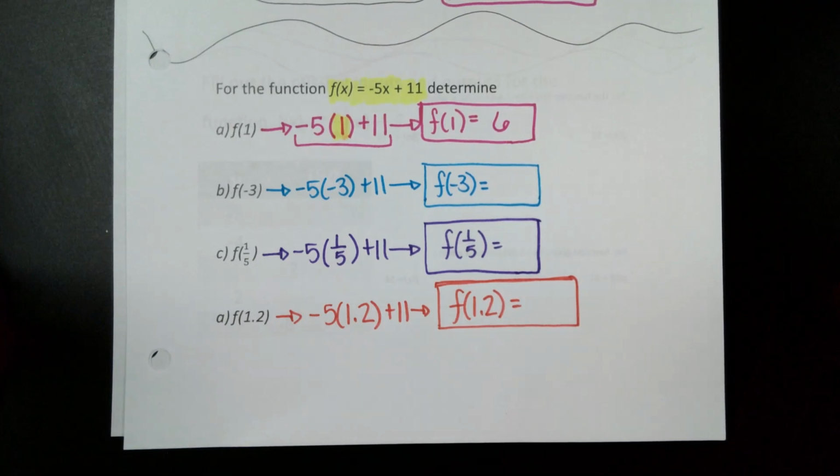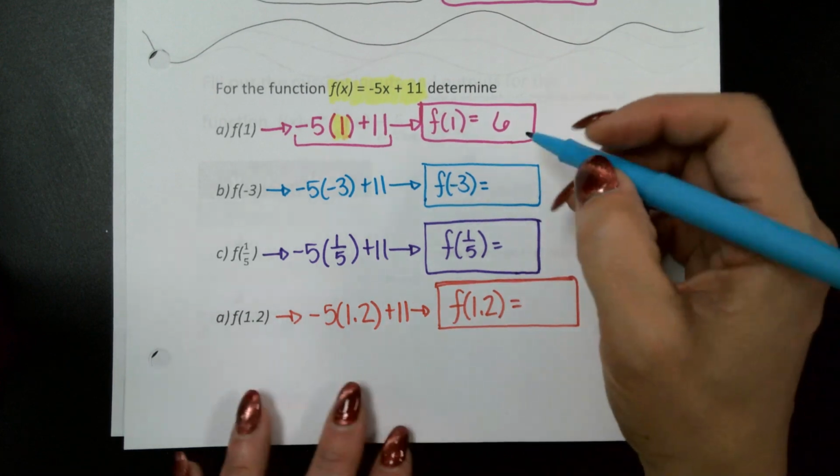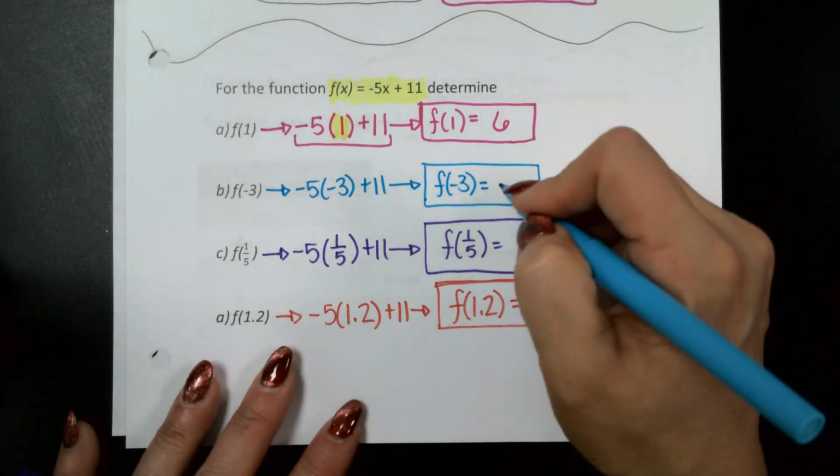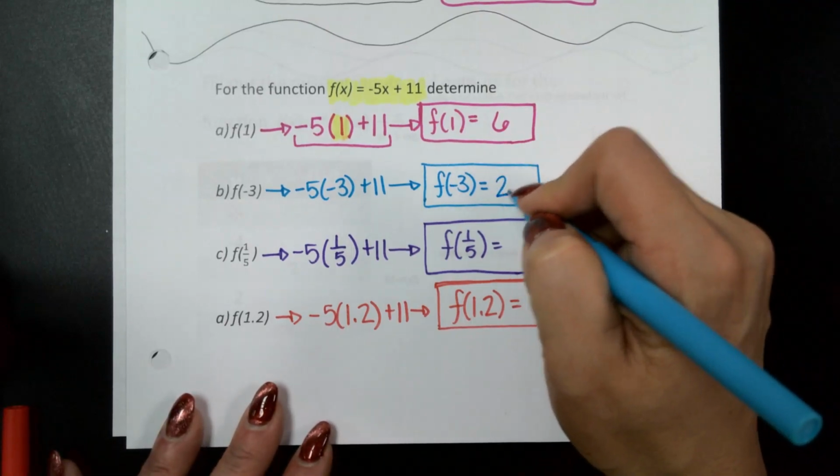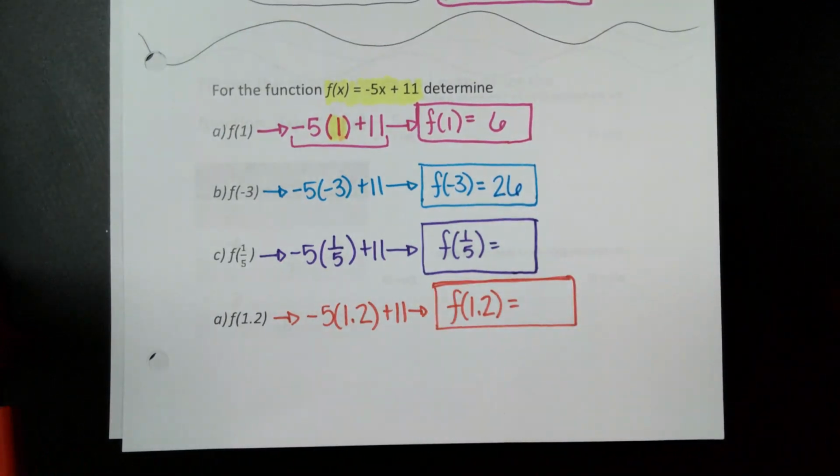Okay. Can somebody tell me what you got for letter B? F of -3 equals. I did not get that. -5 times -3 should be a positive 15 plus 11. 26? Anybody else get 26? Okay. You just left off a negative sign when you typed it in. That's all you did wrong.